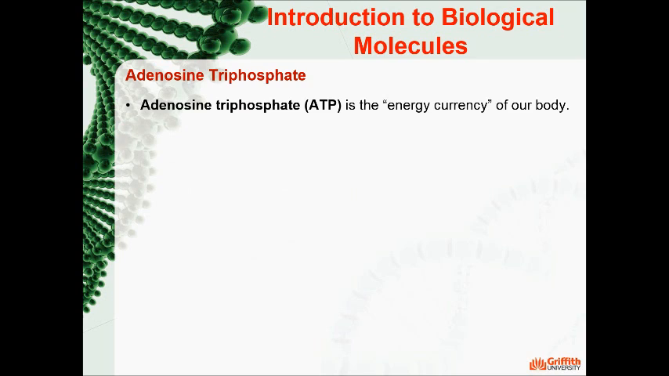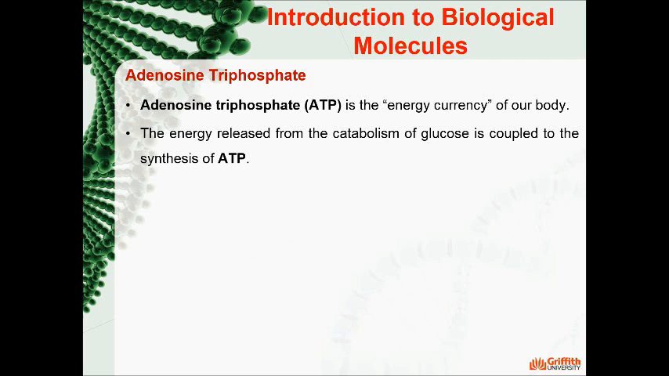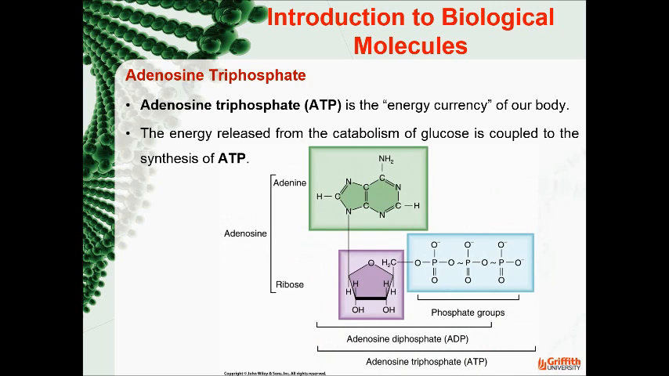Adenosine triphosphate, or ATP, is the energy currency in our body. The synthesis of ATP happens due to the energy released from the catabolism of glucose. ATP has a very similar structure to the RNA nucleotide adenine. The difference is that there are 3 phosphate groups linked together.